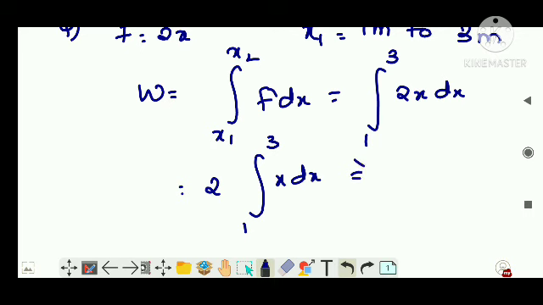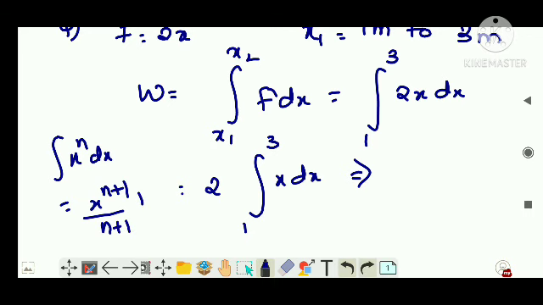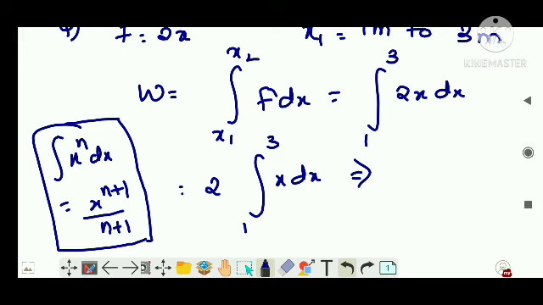What is integral x raised to n dx? If you don't know, write it as x raised to n plus 1 divided by n plus 1. There is a plus c but need not write here, right? So integral x raised to n dx is x raised to n plus 1 divided by n plus 1. Here x raised to 1, right? So I will write 2, x raised to 1 plus 1 is 2, divided by 1 plus 1 is 2.